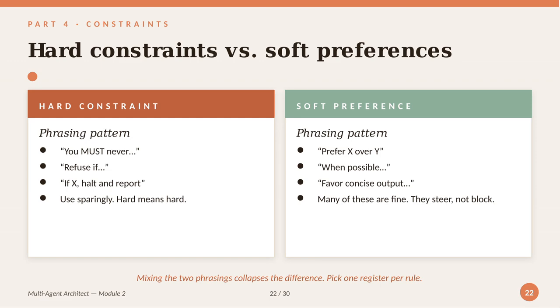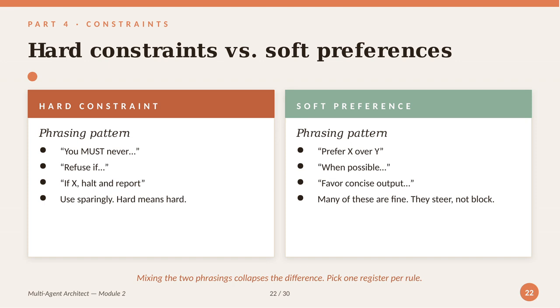Soft preference phrasing: prefer X over Y. When possible, return concise output. Favor explicit imports over wildcards. These are steering, not blocking. You can have many of these. They shape behavior without forbidding alternatives. The model treats them as taste, which is appropriate.